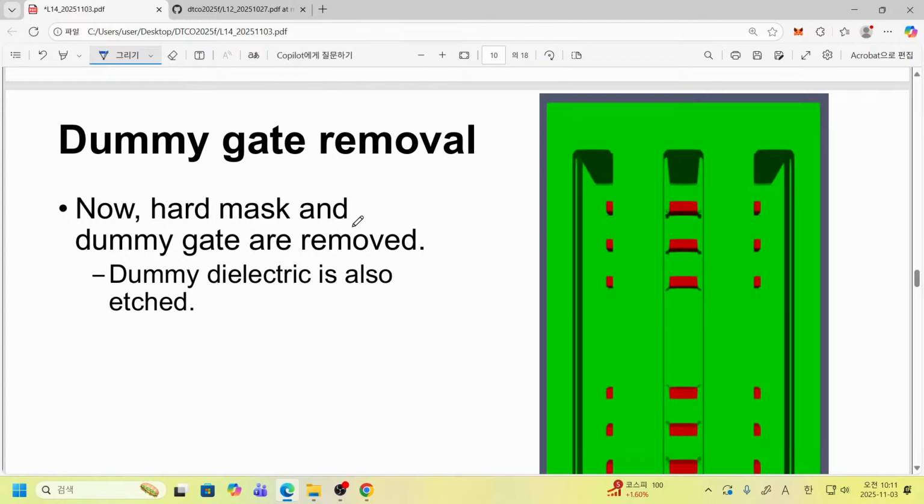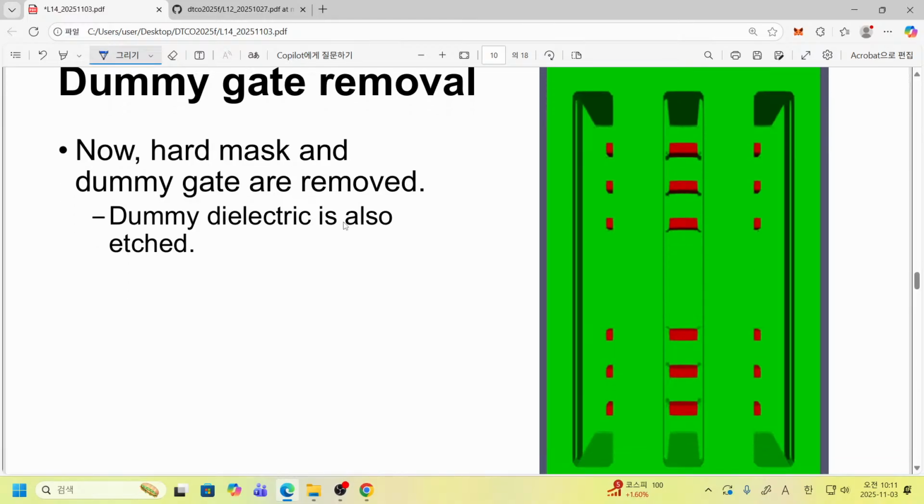Now we have well separated, well cut gates, and now we eliminate the dummy gate. In order to eliminate the dummy gate itself, polysilicon, first of all, we must eliminate the hard mask. Using the selectivity between SiO2 and silicon nitride, it can be easily done. Once the hard mask is eliminated, we can see polysilicon, and also using the selectivity between silicon dioxide and polysilicon, we can eliminate the dummy gate.